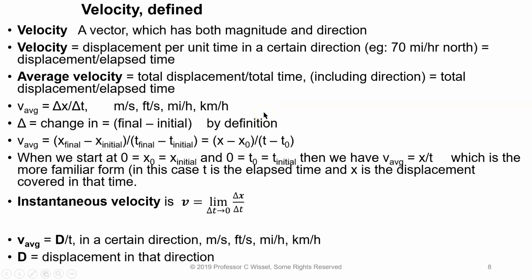Now, velocity is a vector which has both magnitude and direction. Where speed's a scalar, velocity is a vector. Velocity is the displacement per unit time in a certain direction, like 70 miles an hour north. It's displacement divided by elapsed time. The average velocity is the total displacement divided by the total time. That includes the direction because it's a vector. So V average will be delta x divided by delta t.